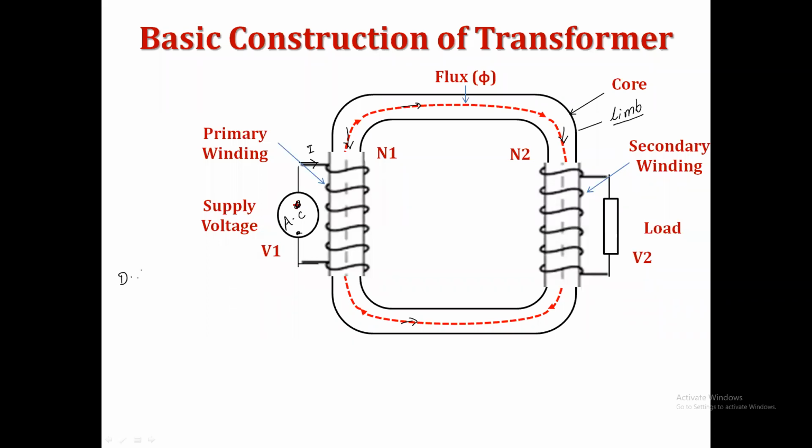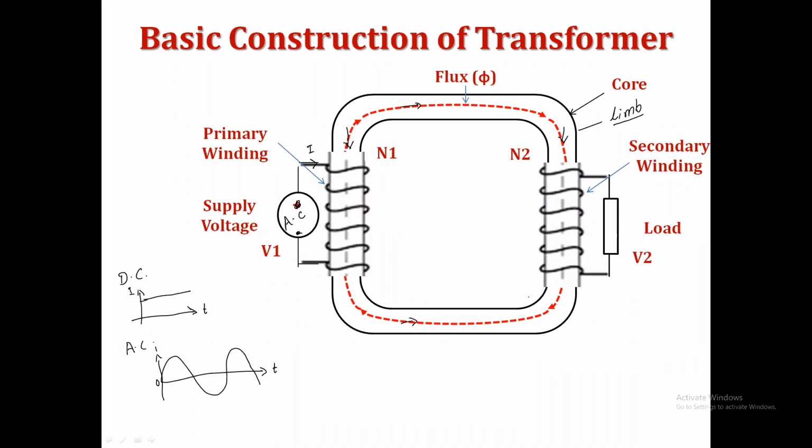DC current means what? The current which has its constant magnitude with respect to time in one direction, that current we call a DC current. And what is meant by AC current? The current which will change its magnitude as well as direction with respect to time. This is called an alternating current. Is it that clear?